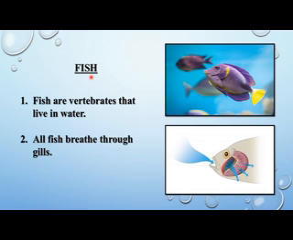Now the first group is fish. Fish are vertebrates that live in water. It means fish have a backbone and they live in water. All fish breathe through gills. Look at this picture, this pink colored structure is called the gills, and fish breathe with the help of these gills.